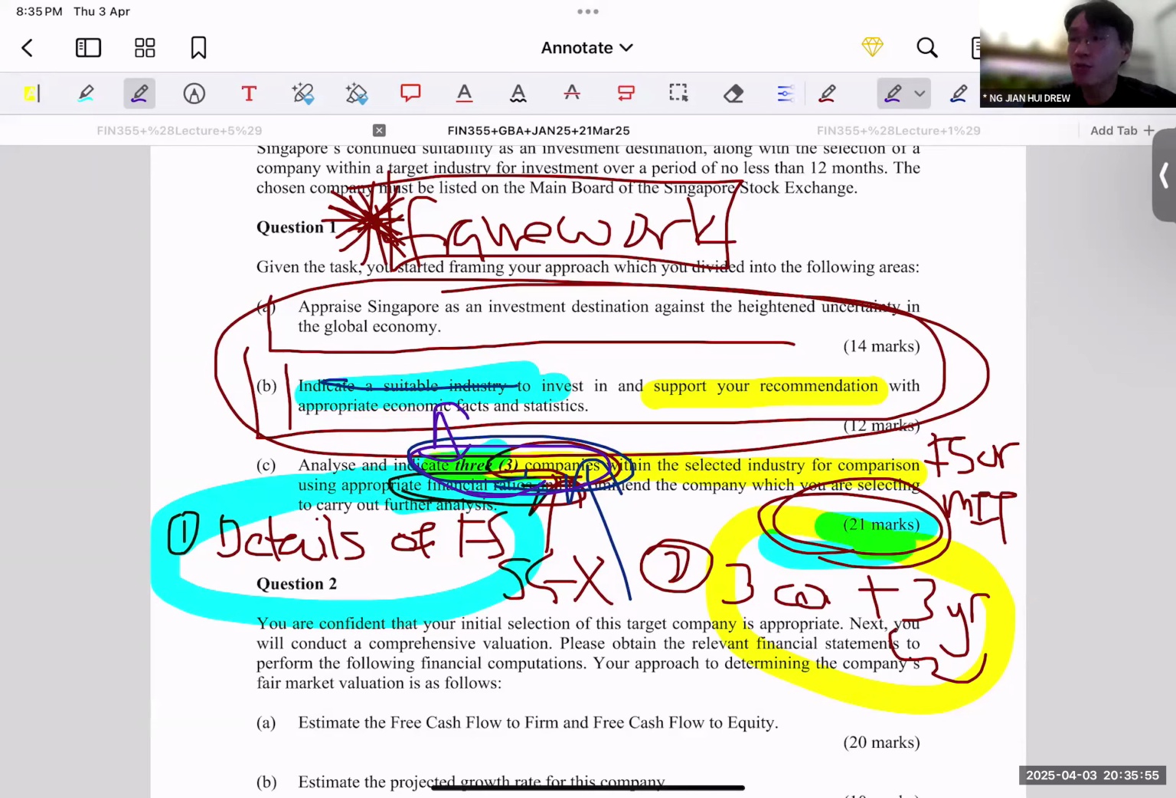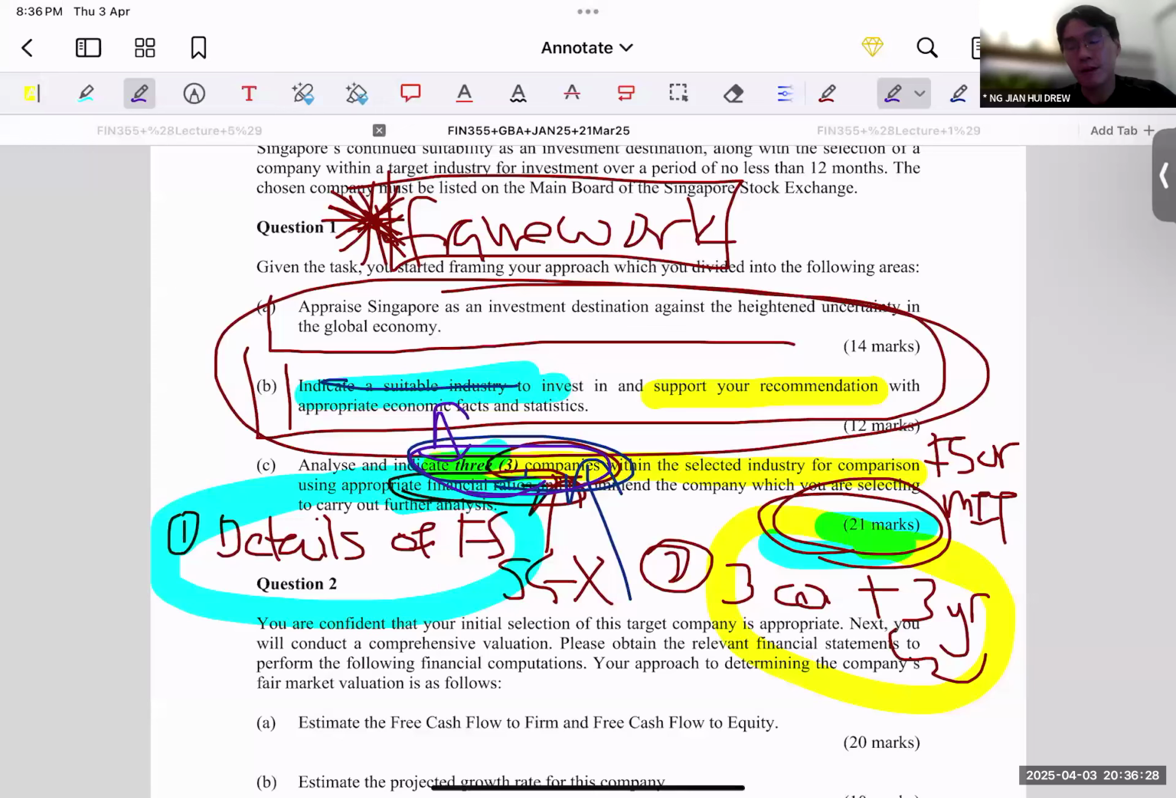I saw somebody saying REITs. You can do REITs as well, but REITs again are not really companies per se. They are real estate investment trusts. So when we look at REITs, we need to look at cash flow from dividends upstreamed from the properties. We look at the lease period of the leases of the properties. So it might be a bit tricky to do REITs.